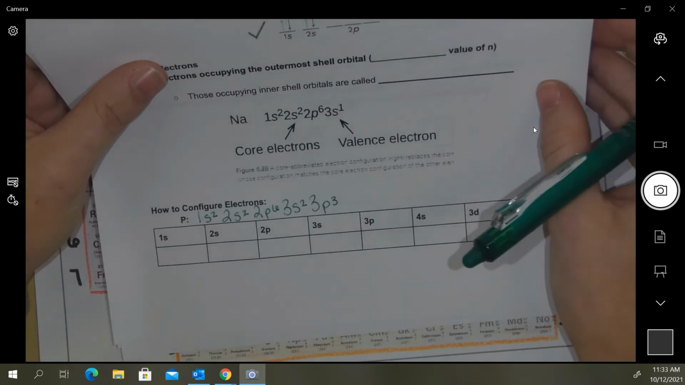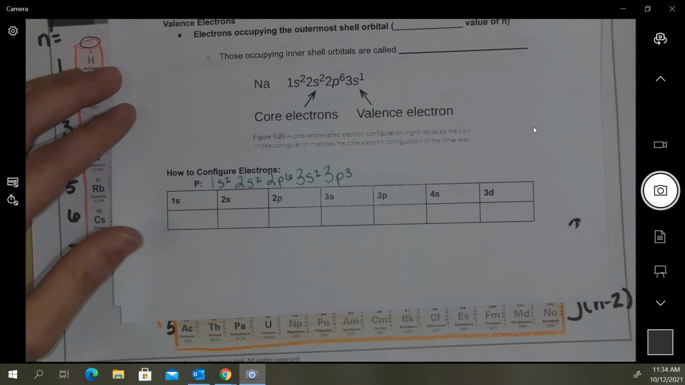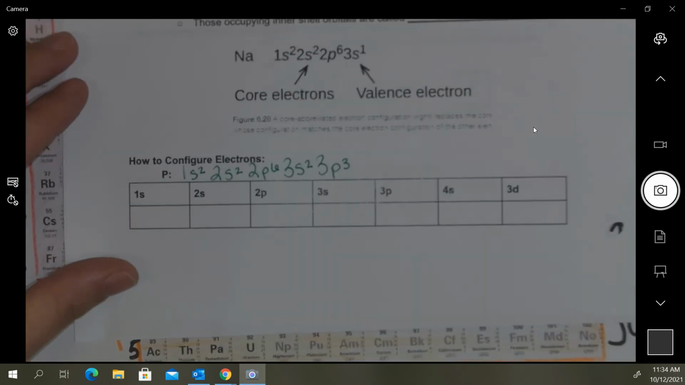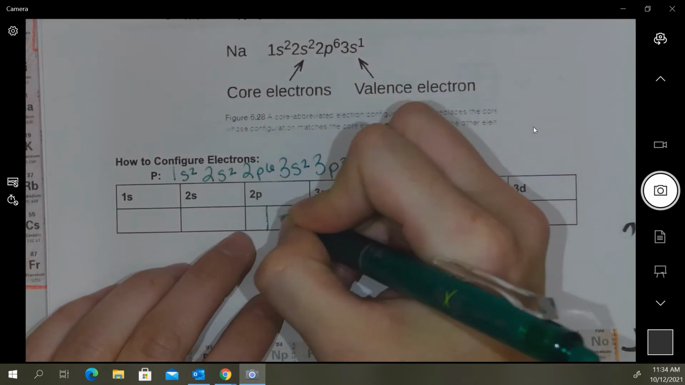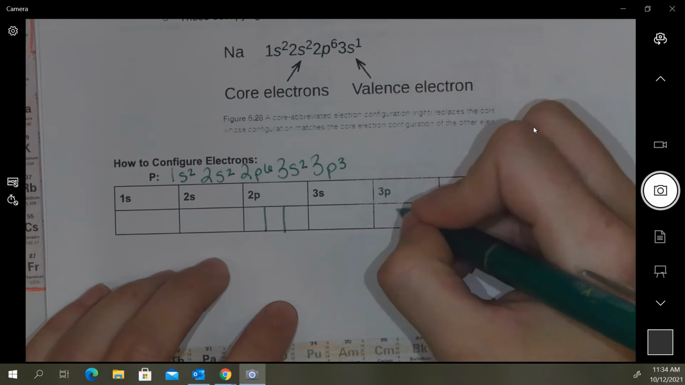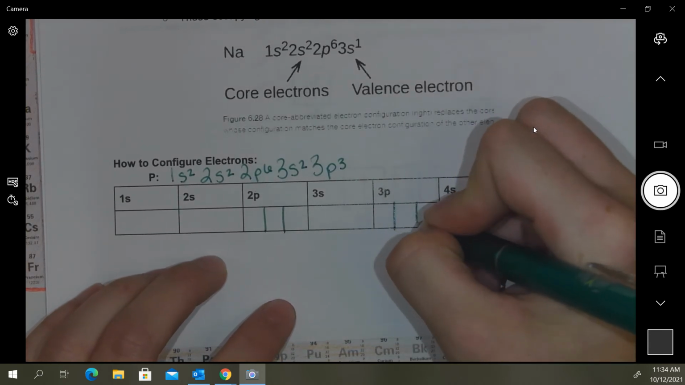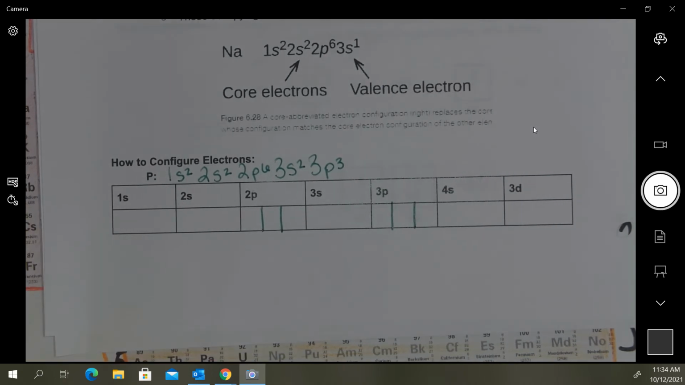Okay. Drawing our orbital diagrams for this one. We always fill our up arrows first. And we're going to go ahead and kind of edit our charts. So P, remember, gets 3 boxes. Okay. So P gets 3 boxes. So we want to make sure that those boxes are drawn in there. S obviously only gets 1 box.